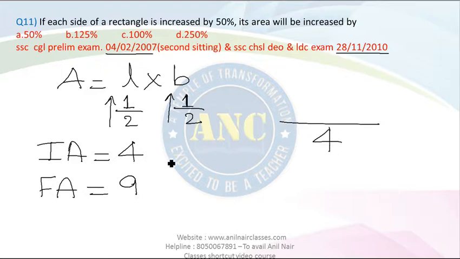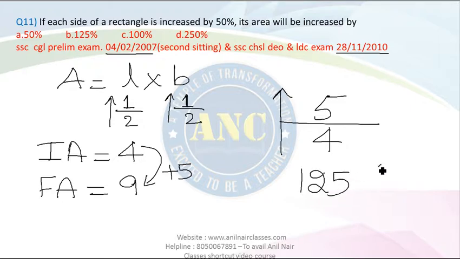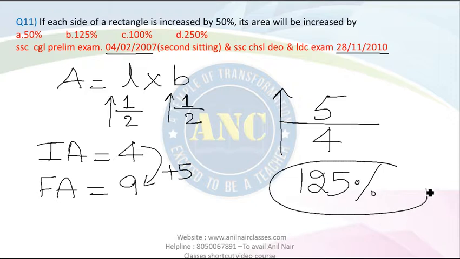Put it in the denominator. 4 is becoming 9. That means there is an increase of 5. Put it in the numerator. Same question that we solved, a similar kind of question some time before. 5 by 4 is nothing but 4 plus 1 by 4. So it is nothing but 100 plus 25%, 125%, which is nothing but option B.